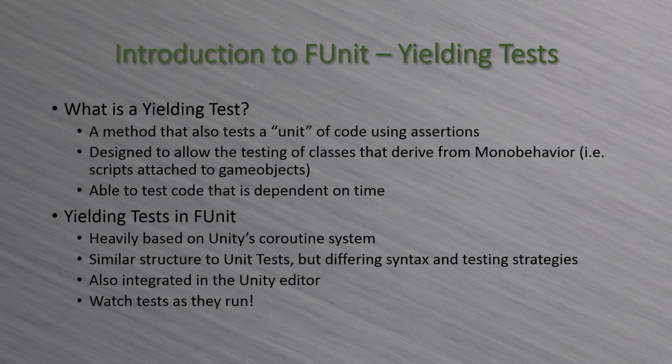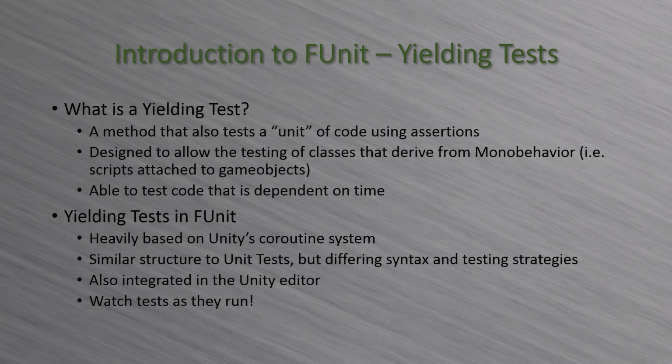So what's a yielding test? Yielding tests are what make FUnit rather unique. In FUnit, a yielding test is also a method that tests a unit of code using assertions like a unit test. The primary difference between this type of test and a traditional unit test, however, is that you actually can test code that you attach to your game object.